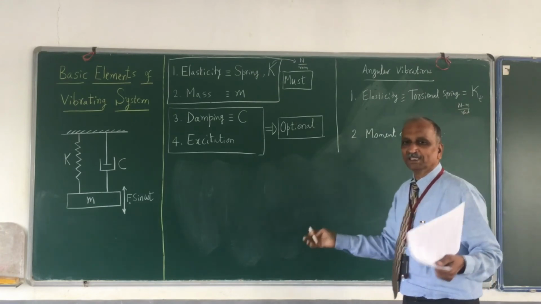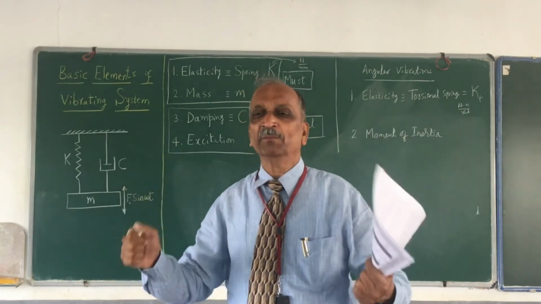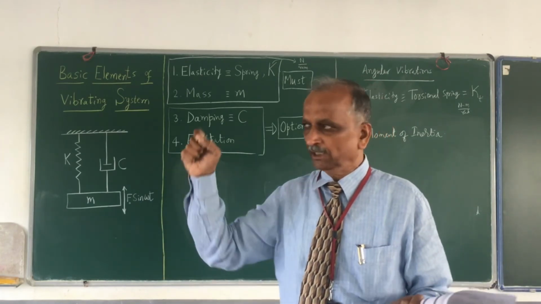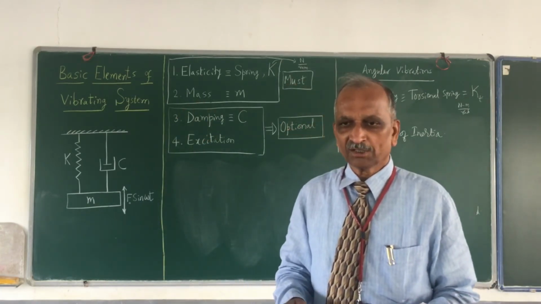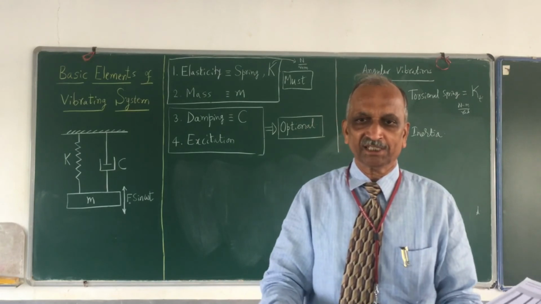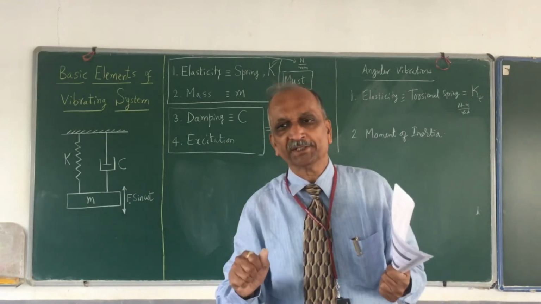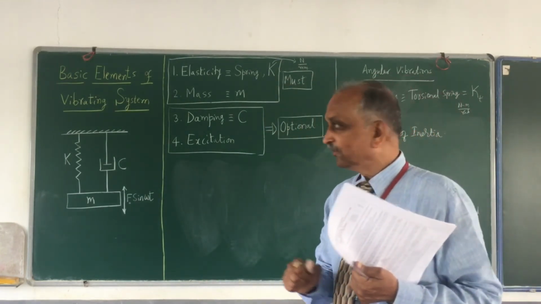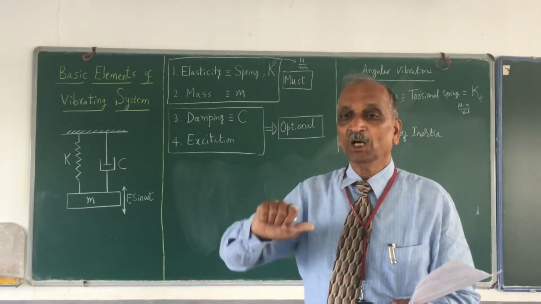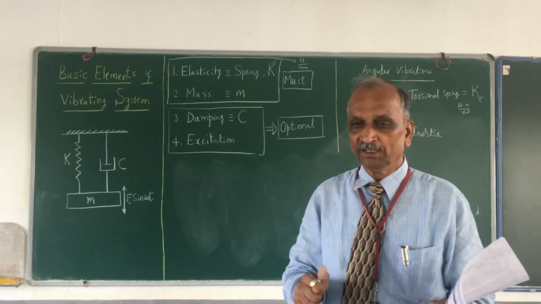What is the difference between mass and moment of inertia? Mass is basically the quantity of matter. How much matter is there in the body? You know that matter is particles, small particles. How much quantity is there in a body, that is indicated by the mass of the body. Then what does moment of inertia indicate? The moment of inertia indicates how this matter is distributed.